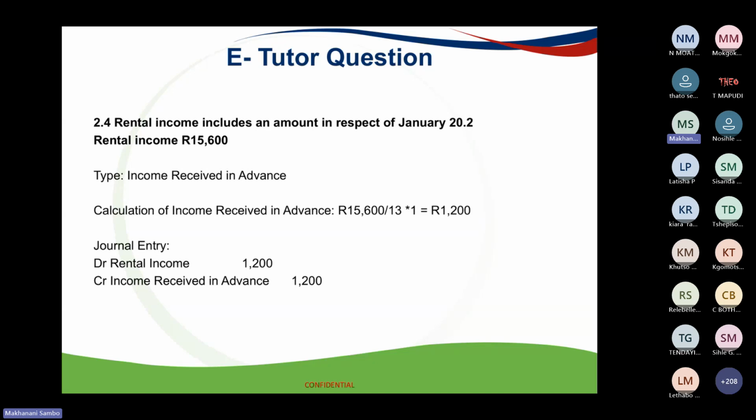So what we'll do is take the 15,600 and determine the rental for the 1 month, which is now 1,200, which will result in an adjustment where we debit our rental income, because that income cannot be recognized as it's not our income in the current year. So we're decreasing our income, and then we credit our income received in advance with an amount of 1,200.